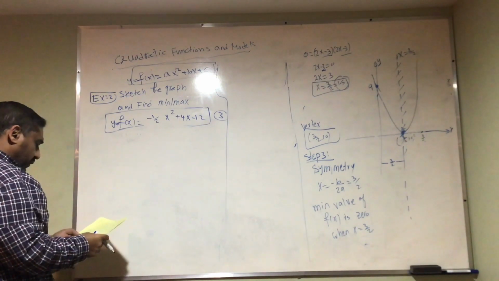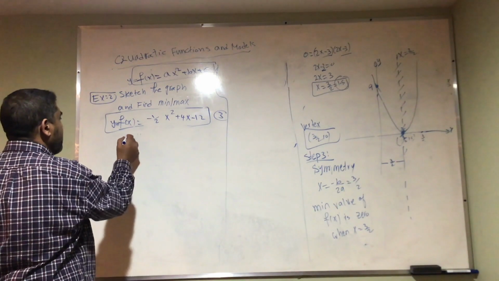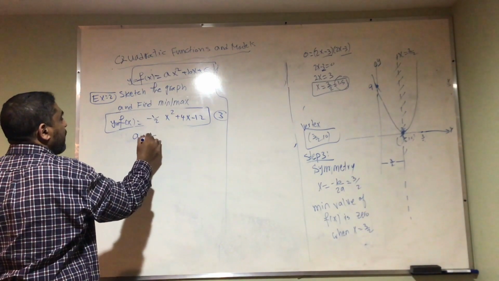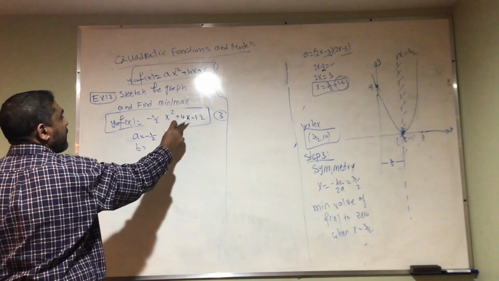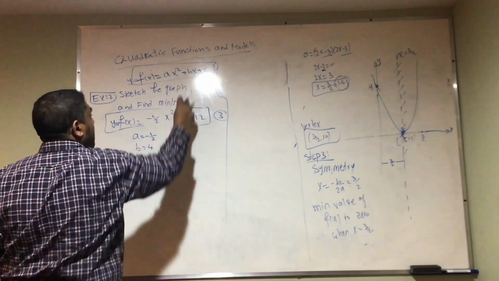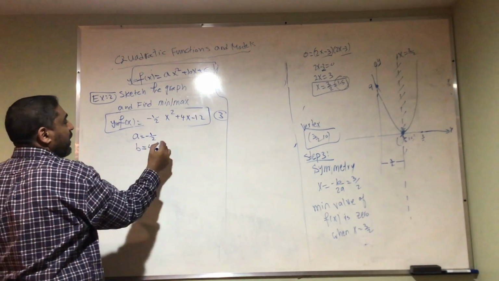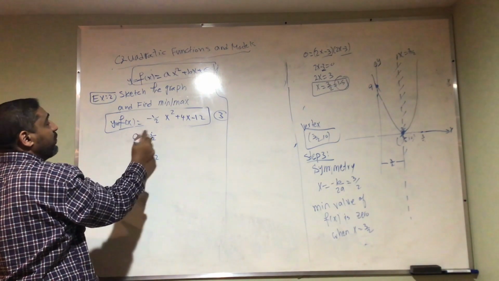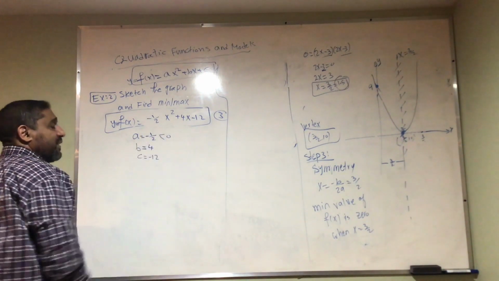So now, guys, what do you have here? Do you have minimum or maximum? What is your a, guys? Let us compare. Your a here is minus 1 over 2. What is your b, guys, here? Your b is 4. What is your c, guys, here? Minus 12.